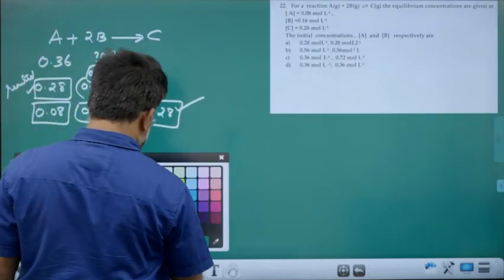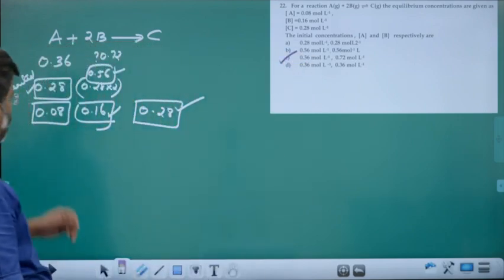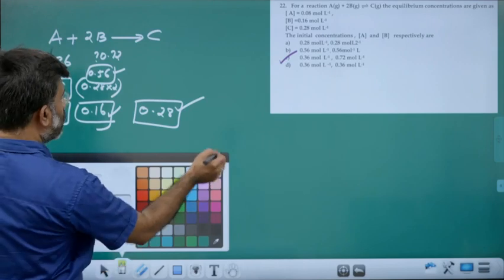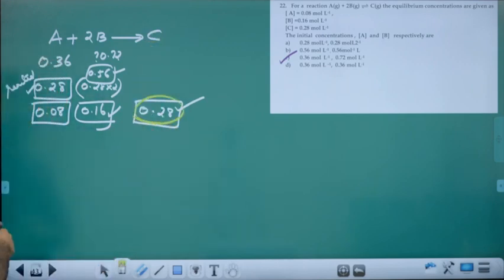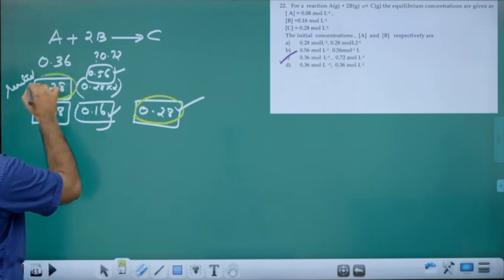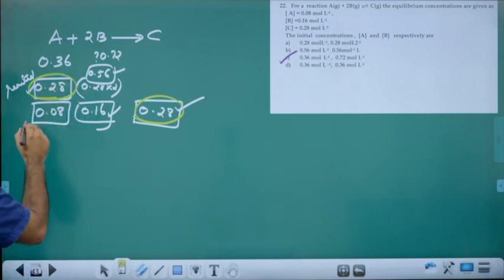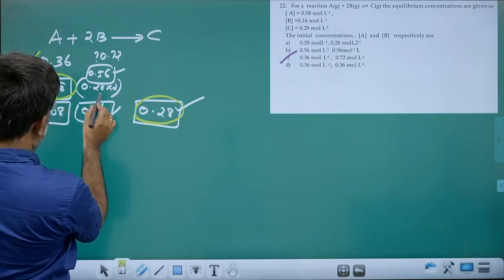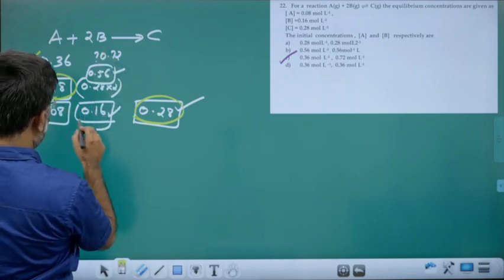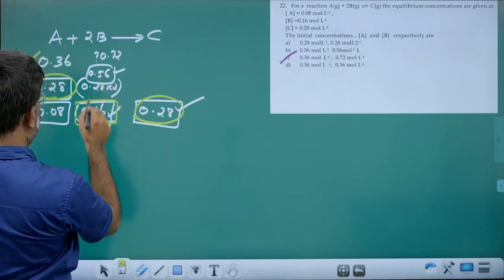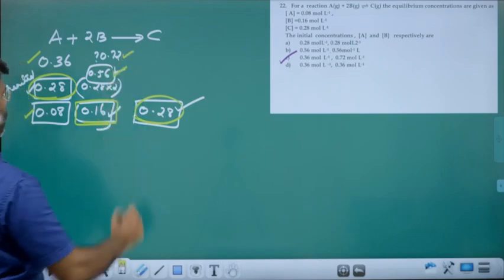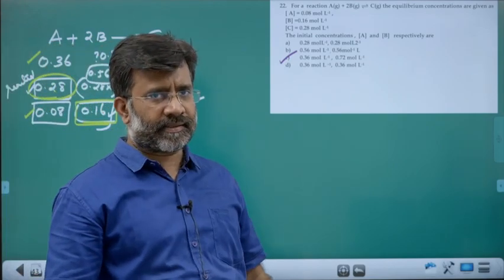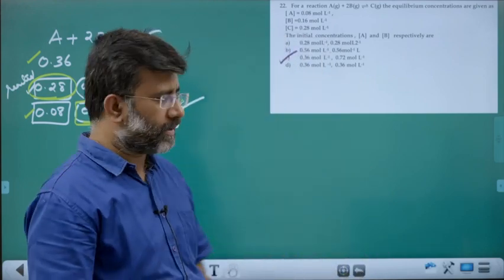Yeah, fine. Option C is the correct answer. So I will repeat. The amount of C obtained at equilibrium is equal to amount of A reacted. And A remaining is this much. So A initially taken is remaining quantity plus reacted quantity. Now B reacting will be 2 times this. So B initial will be the quantity of B at equilibrium plus B reacted: 0.16 plus 0.56, 0.72. Hence the answer. I think it is okay. Excellent question, that one.